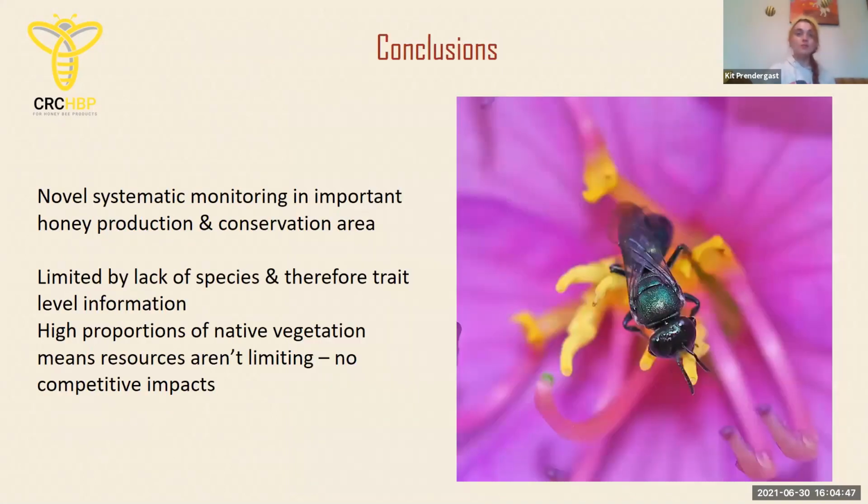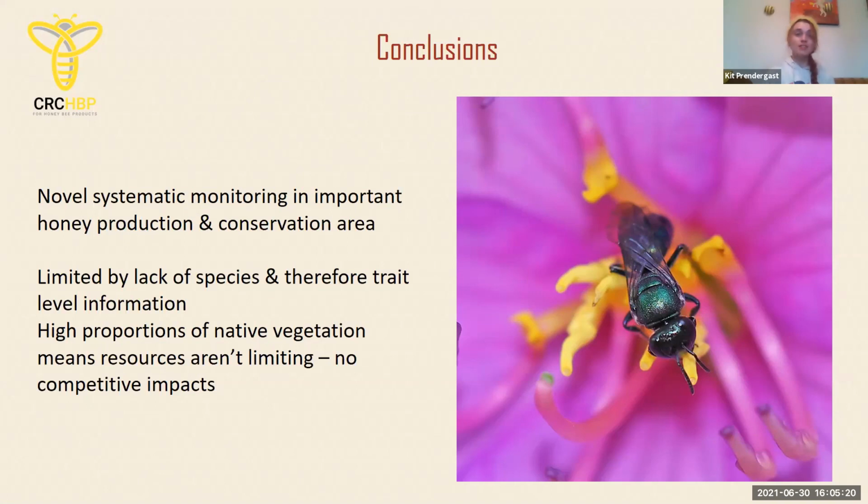So in conclusion, this was a novel systematic monitoring system, one of the first times it's been applied in a really important honey production area. We've been hearing a lot about leptospermum today, and Stradbroke Island is a really important place for Medibee, which produces honey from leptospermum, and it's also a really important conservation area on North Stradbroke Island. And as you can see, they've got some really amazing native bees.